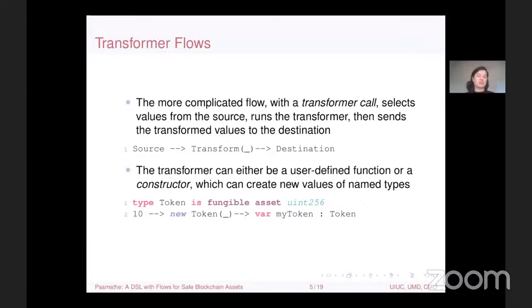So if we recall our type declaration of token, then what we can do on line 2 is we create a new token value that has value 10, and we put it into a variable called myToken, and this is a transformer flow.